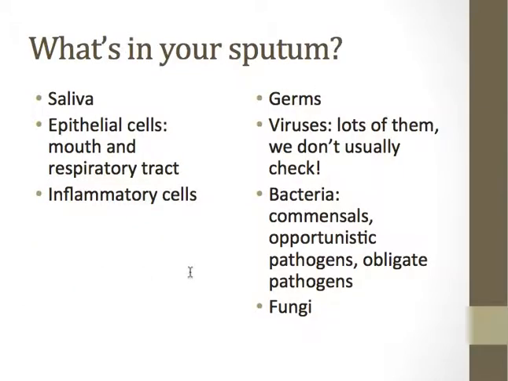Well, just a quick reminder of what's in your sputum. Sputum is expectorated through the upper respiratory tract, and so you'll get saliva, often quite a lot of saliva. Sometimes something labelled as sputum is solely saliva. If you go looking for them, you'll find epithelial cells from the mouth and respiratory tract. And then if you have inflammation, obviously you'll have inflammatory cells, neutrophils. What else? Well, then of course there's the germs.